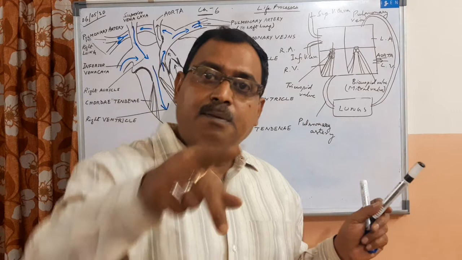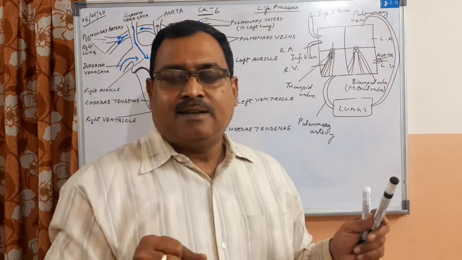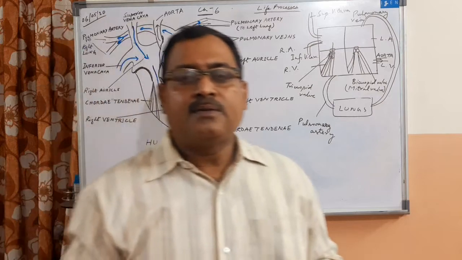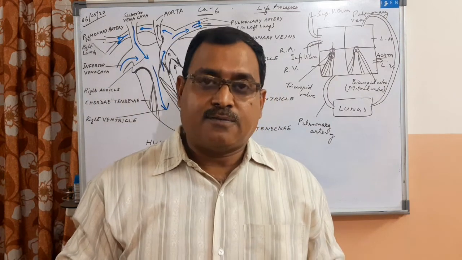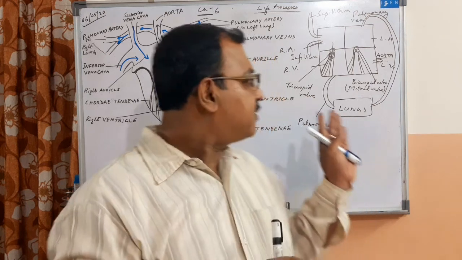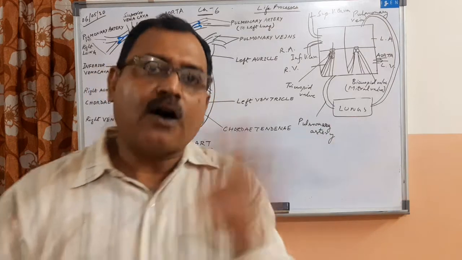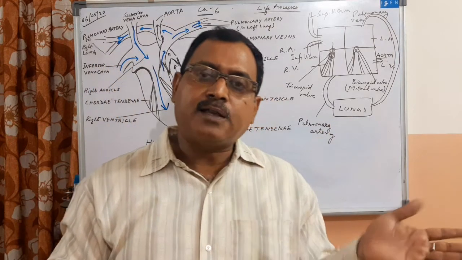So this is called double circulation. So the human heart is an example of double circulation for this reason. Clear? So here you must understand that there is no mingling of deoxygenated blood with oxygenated blood.